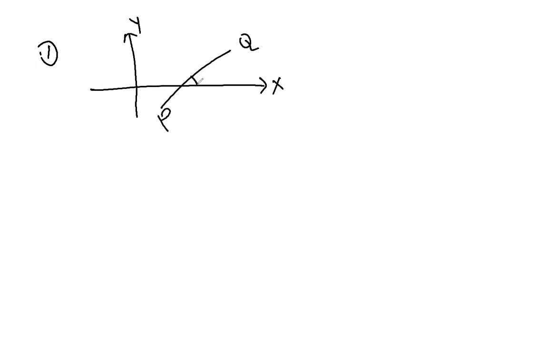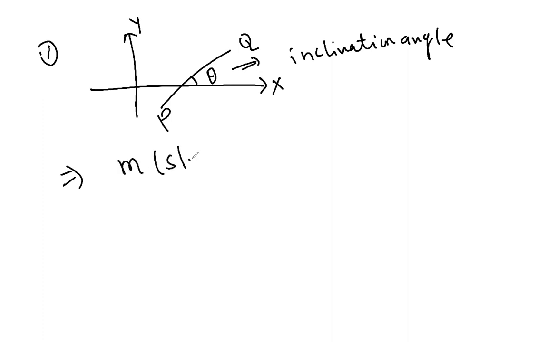And it makes an angle with the x-axis which is called theta, which is called the inclination angle. And this angle theta is made with the x axis. So the slope of the line is given as tan theta. So if you know the angle, then you can tell the slope of the line.